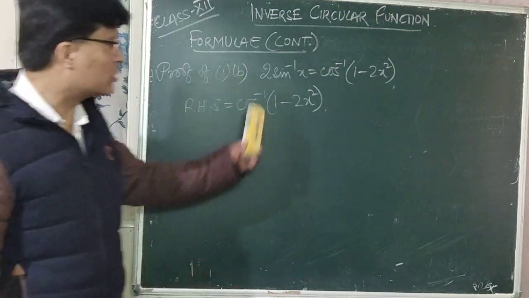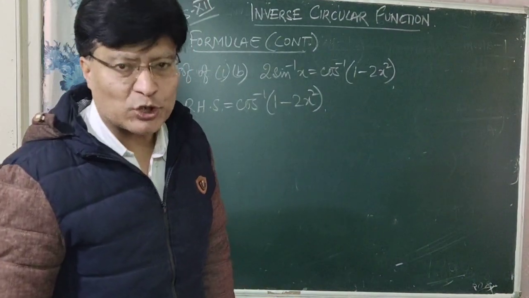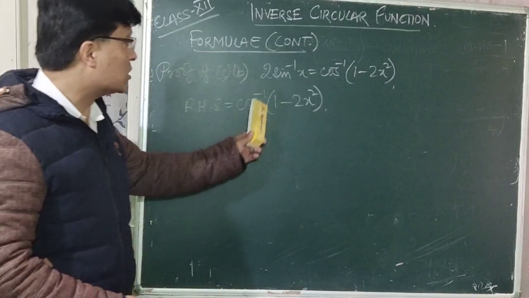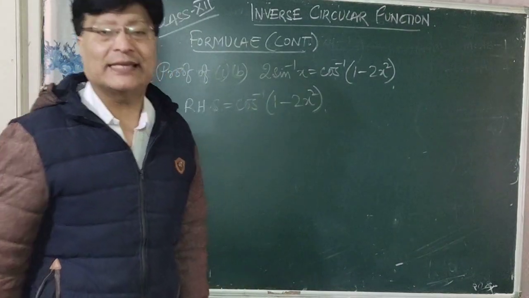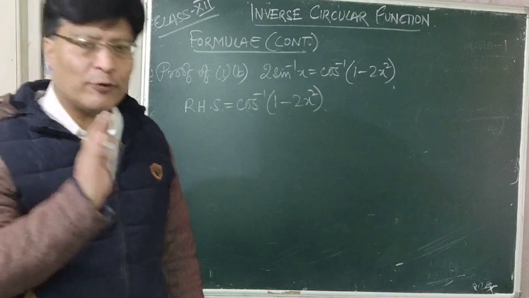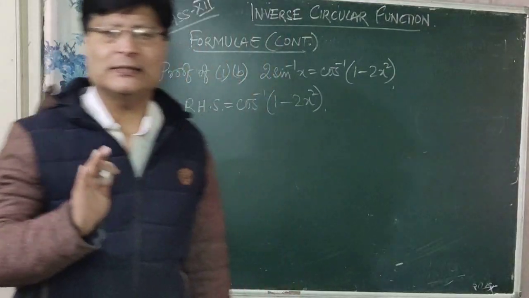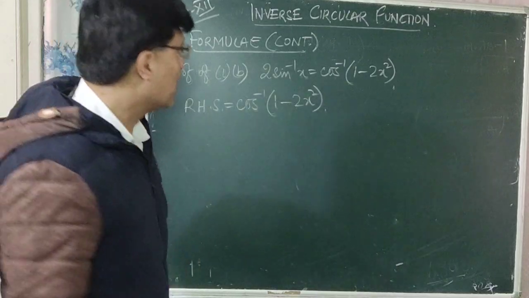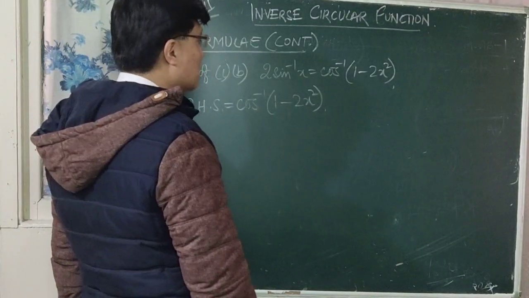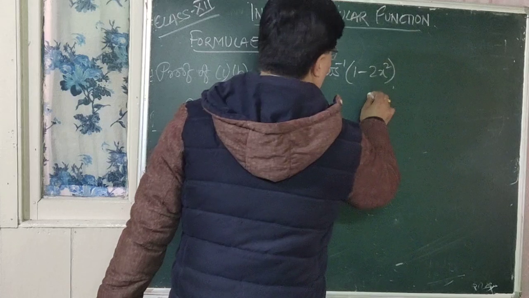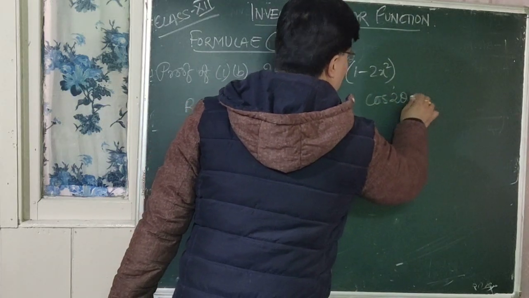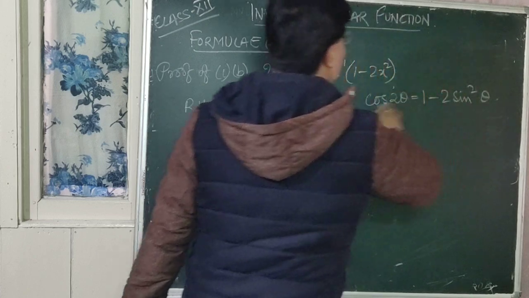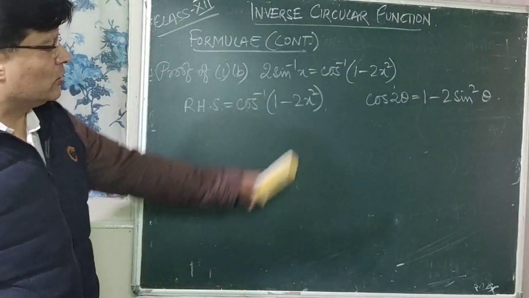You have to do the trigonometric substitution in such a way that you should get in the form of cos inverse cos theta, like that. Okay? If you have cos inverse cos theta, then it is theta only. We know this formula, isn't it? So in this case, you should know this formula. What is that formula? Cos 2 theta is equal to 1 minus 2 sin square theta. I think you know this formula.